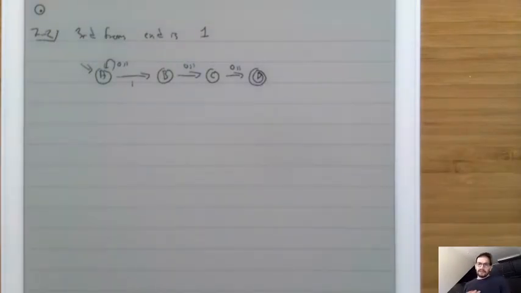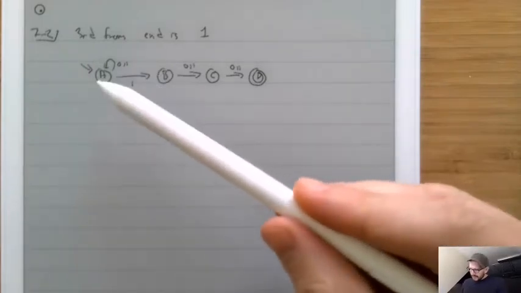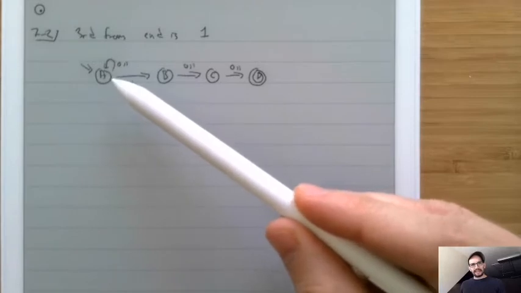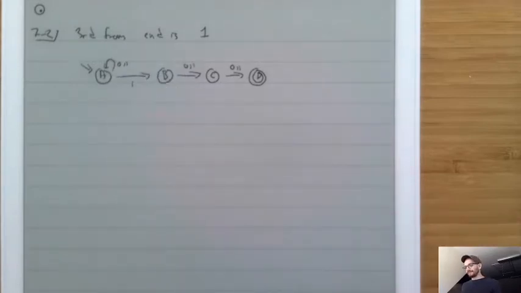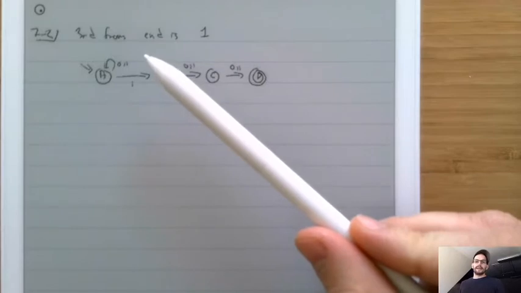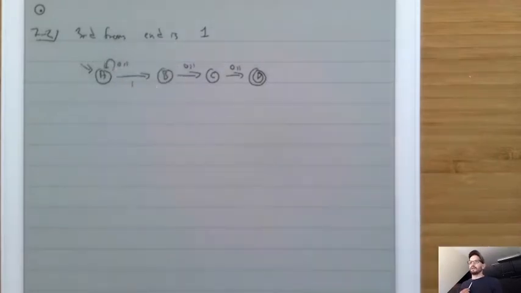Now, the thing that's interesting about this machine is that when we're in the A state and we see a 1, we simultaneously stay in the A state and go to the B state. And that's difficult to do. Now, imagine trying to make the same problem as a DFA, this third from the end is 1. Let's think about how this would work.